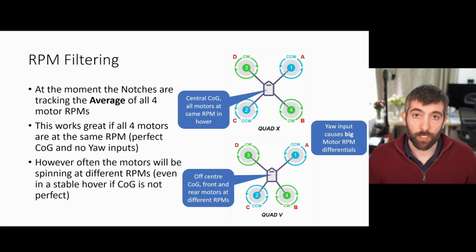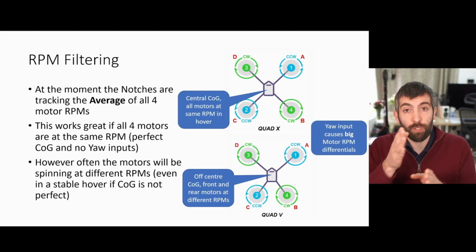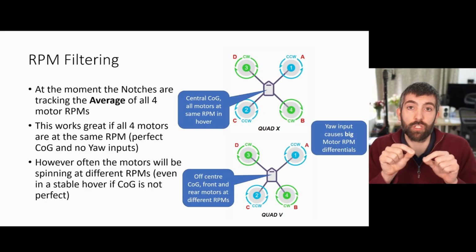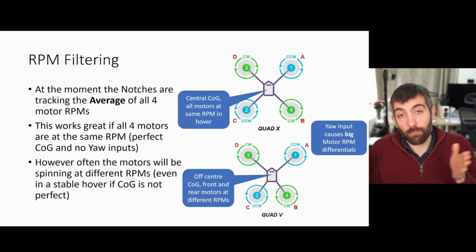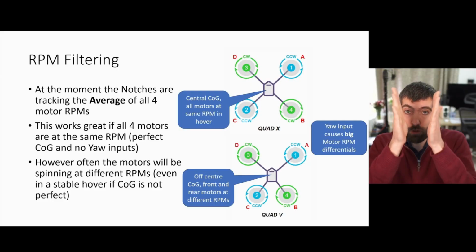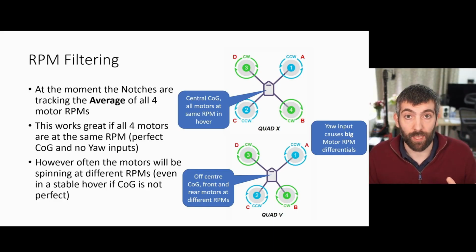The problem occurs when the motors are spinning at different RPMs, which will often happen if you've not got a perfectly centered center of gravity, or you're giving some yaw input, then you'll have some differential motor RPM. At that point, the notch isn't directly on top of all 4 motors. Some of the motor noise is going to be moving either side of the notch, and that means it's going to start getting through, because we know that those notches are very narrow and very targeted, and if the noise is just slightly to either side of the notch doesn't have any effect.